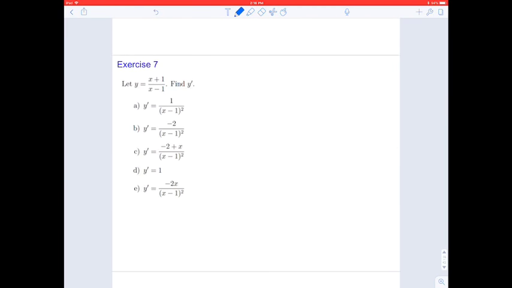Okay, exercise number 7. Actually similar thing. We can't simplify the function x plus 1 over x minus 1. Looking at the derivative, we have to use the quotient rule. Derivative of the top is 1 times the bottom minus top function times derivative of the bottom 1, over the bottom denominator squared.